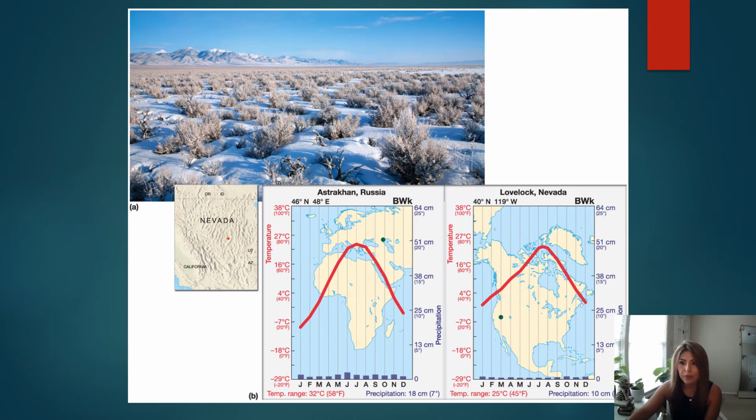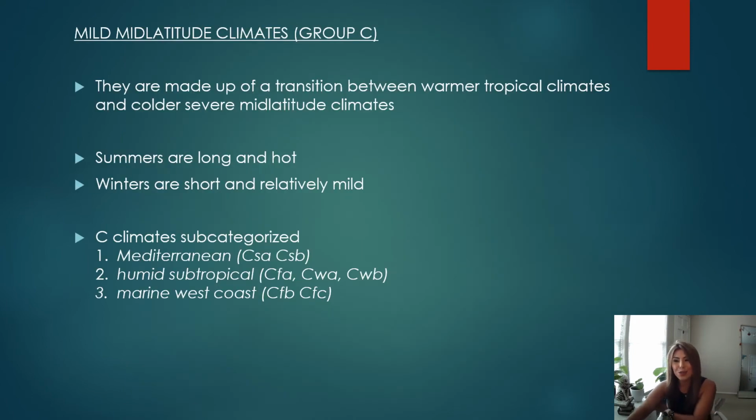Very, very dry. All right, so we're getting into Group C, and I'm going to spend quite some time on your Mediterranean climate zone because it is a climate zone here in Southern California, specifically Los Angeles. Okay, your mild mid-latitude climates are your Group C. Remember, they are subcategorized into 3 different ones in this case. They are made up of a transition between warmer tropical climates and colder, severe, mid-latitude climates. So it's kind of like the sweet spot.